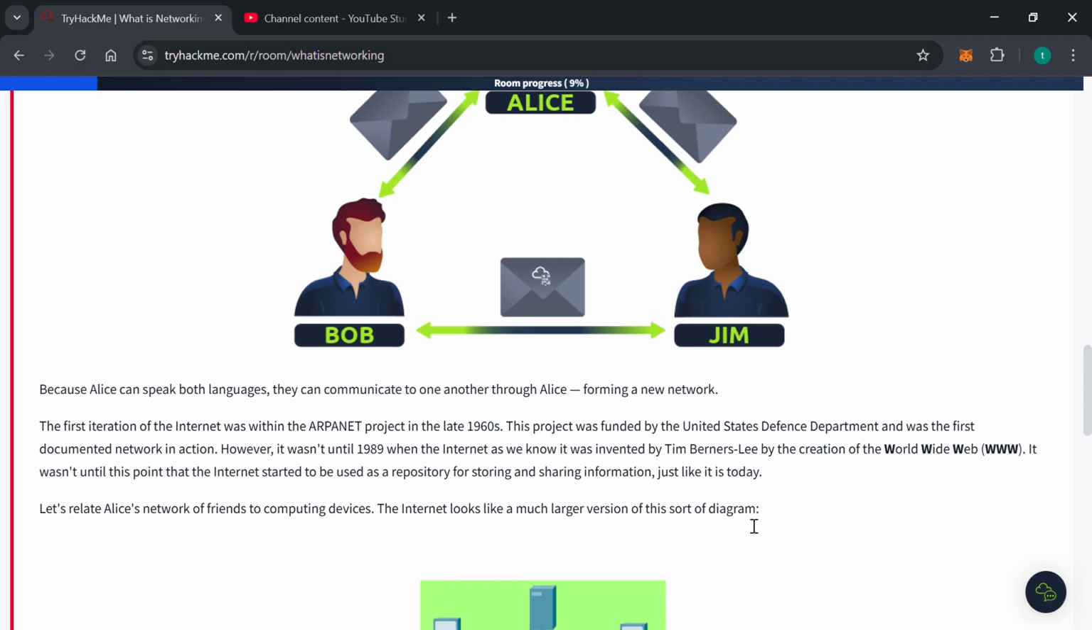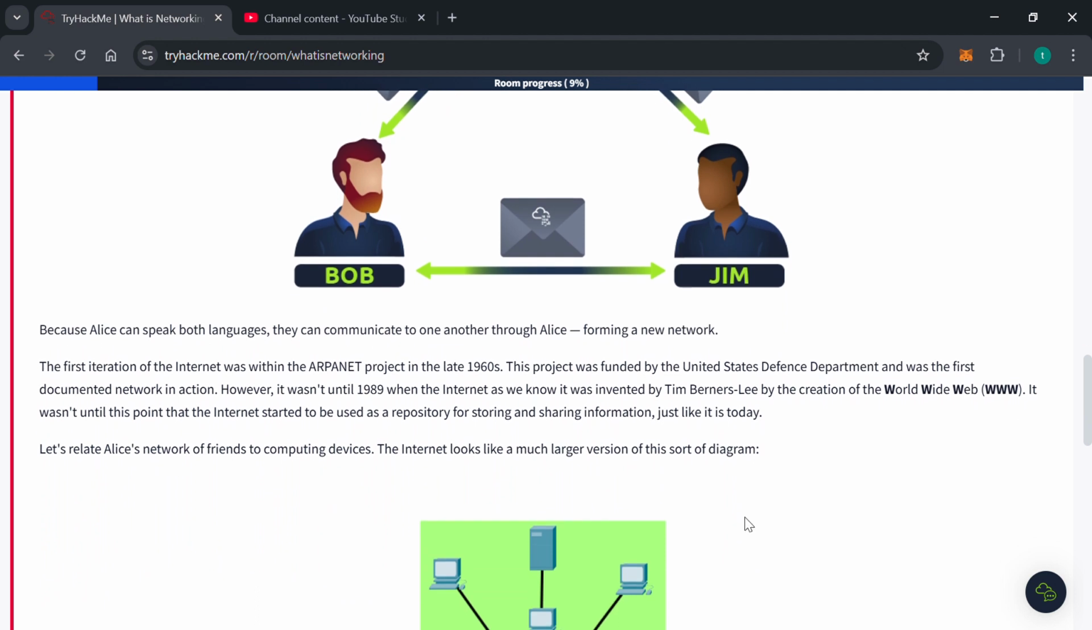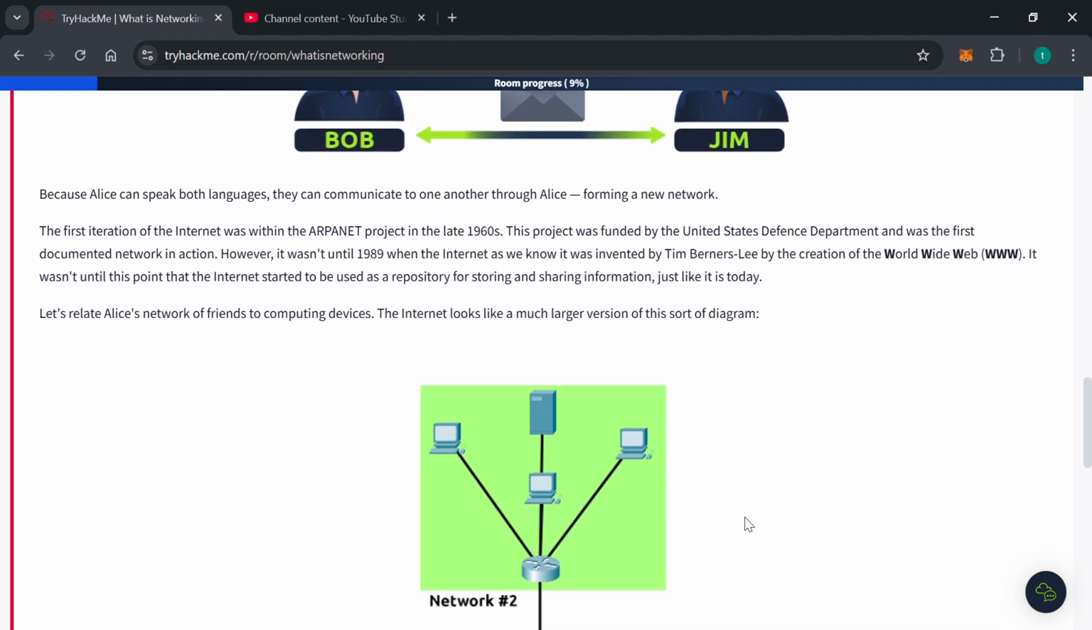Now let's go back a bit in history. The first iteration of the internet was within the ARPANET project in the late 1960s. This project was funded by the United States Defense Department and was the first documented network in action. However, it wasn't until 1989 when the internet as we know it was invented by Tim Berners-Lee by the creation of the World Wide Web. It wasn't until this point that the internet started to be used as a repository for storing and sharing information just like it is today.